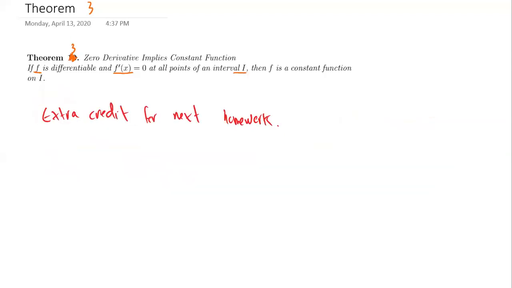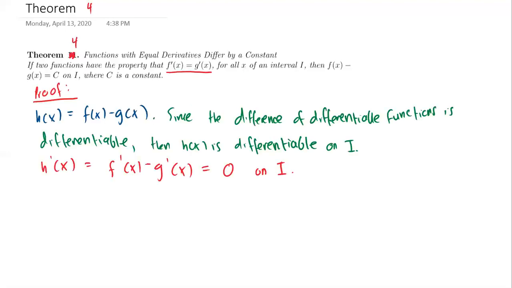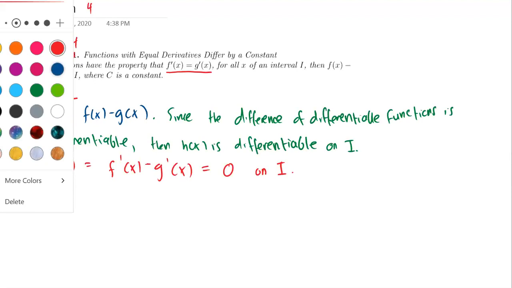What does the previous theorem tell us? Well, if you have a function whose derivative equals 0 on an interval, then it must be a constant function. Here we have a function, h of x, whose derivative equals 0 on the interval I. So by theorem 3, h has to be a constant function.